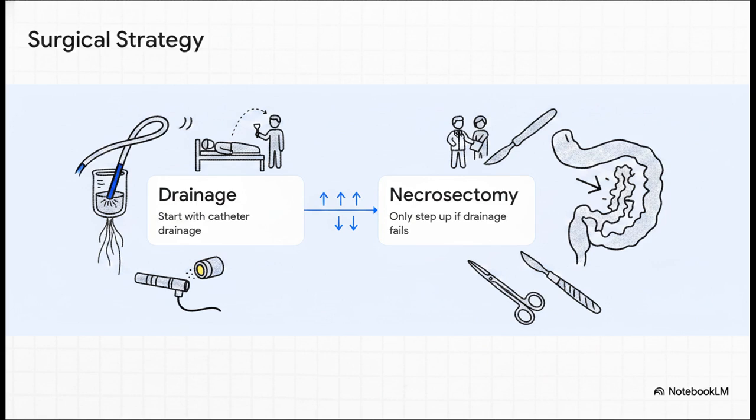You always start with the least invasive method first, catheter drainage, which can be done percutaneously or endoscopically. You only step up to a more invasive surgical necrosectomy if that initial drainage proves unsuccessful. This staged strategy significantly minimizes trauma to an already critically ill patient.